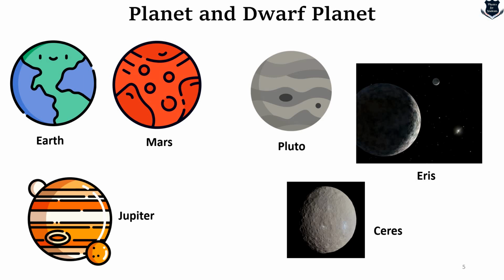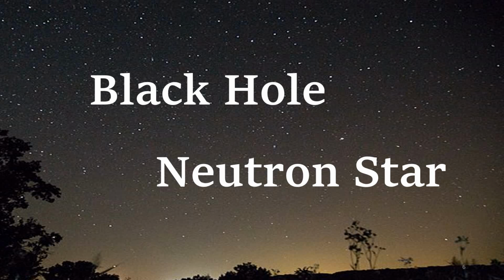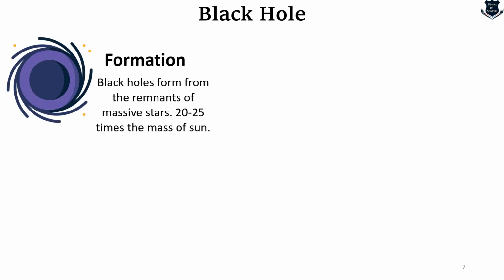We come to the next important concept. The relation or the difference, whatever you want to say, is a very interesting topic: a black hole and a neutron star. If I talk of a black hole, primarily it relies upon the formation. Black holes form from the remnants of massive stars, typically more than 20 to 25 times the mass of the sun, that undergo a supernova explosion. If the core's remaining mass after the explosion is above a certain threshold, that is 2 to 3 solar masses, it will collapse into a black hole.